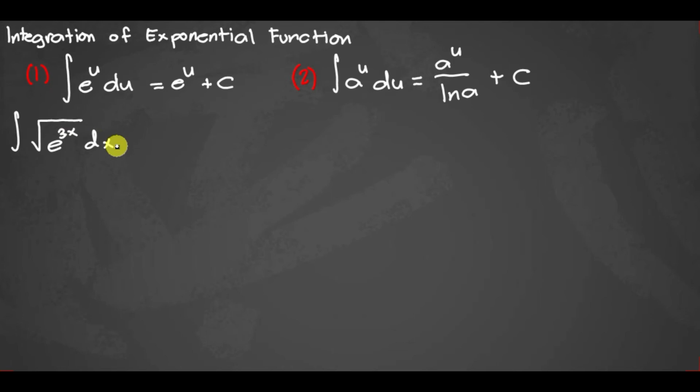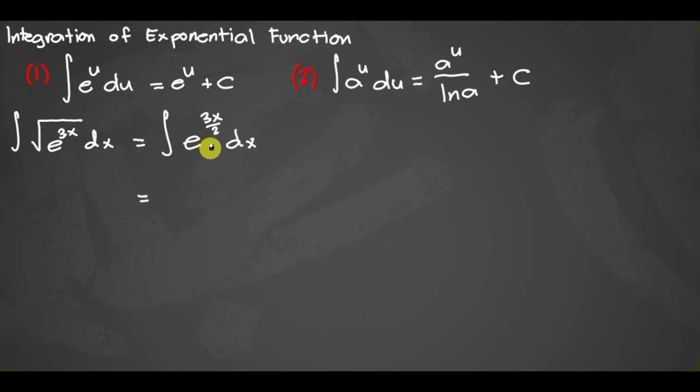Now we have here another example, where we need to evaluate the integral of square root e raised to 3x dx. Now you can pause this video and answer the question. The technique here to evaluate this given integral is to first express its equivalent powers, where this is equal to the integral of e raised to 3x over 2, where this is a square root, dx.